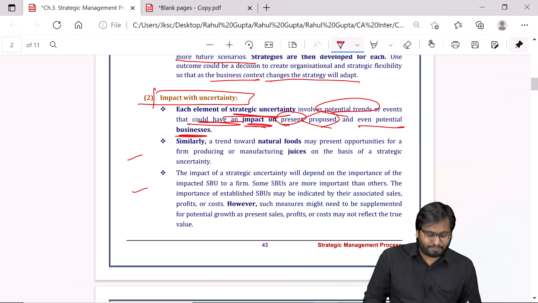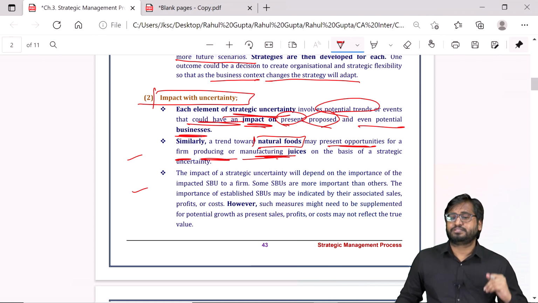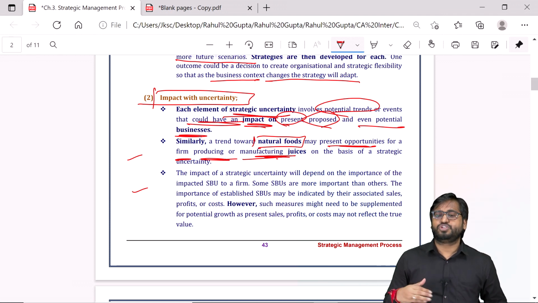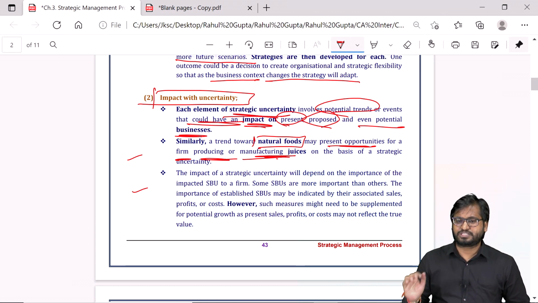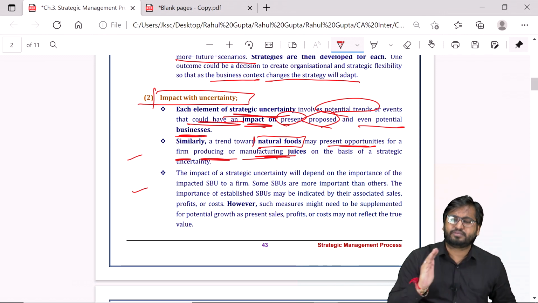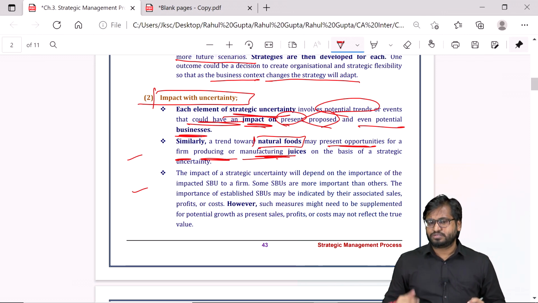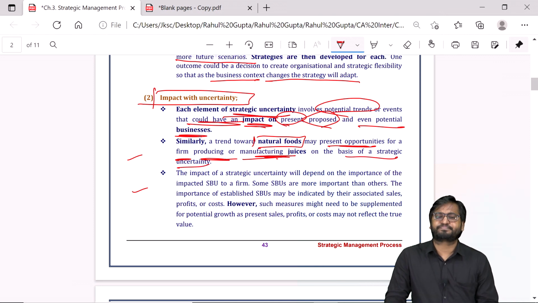These are the examples. A trend towards natural foods may present opportunities for the firms manufacturing juices, natural juices, because people are now health conscious. So they want to drink juice instead of aerated water. Instead of aerated water, they want to shift to coconut water. So that is good on the basis of strategic uncertainty.